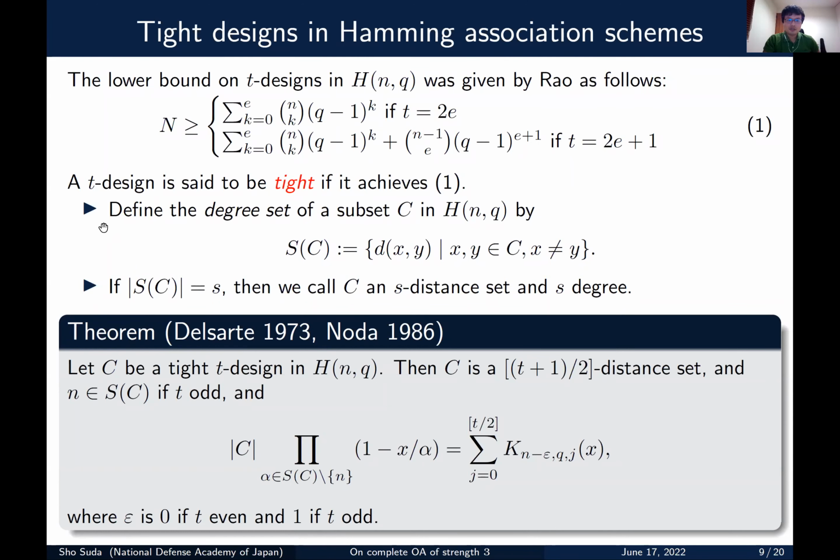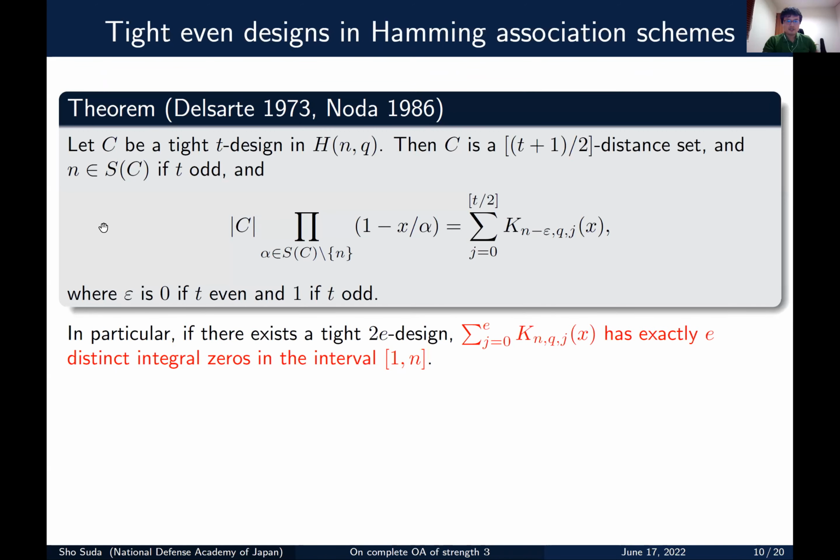If we use this theorem, we can show non-existence results for tight even designs. Namely, if there exists a tight 2e-design, this polynomial must have distinct integral zeros in this interval from 1 to n.